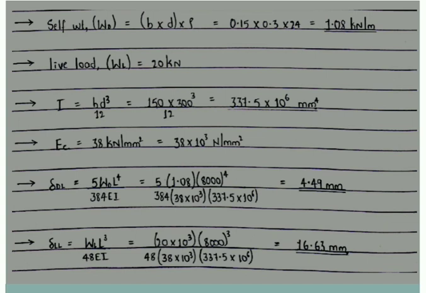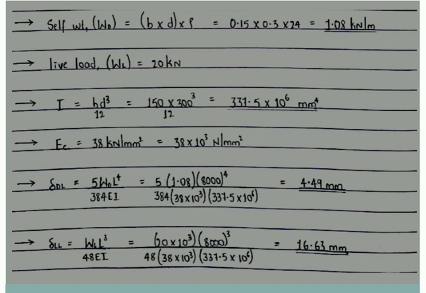Let us compute the value of I. As the given section is rectangular, I is given by bd cube by 12. Substituting the values, we get the value of I. Then Ec we have considered as 38 into 10 raised to 3 Newton per mm square. So with this data we need to compute the deflection values. Firstly, let us go for computing the short term deflection, and for that let us find the deflection values due to dead load and live load step by step.